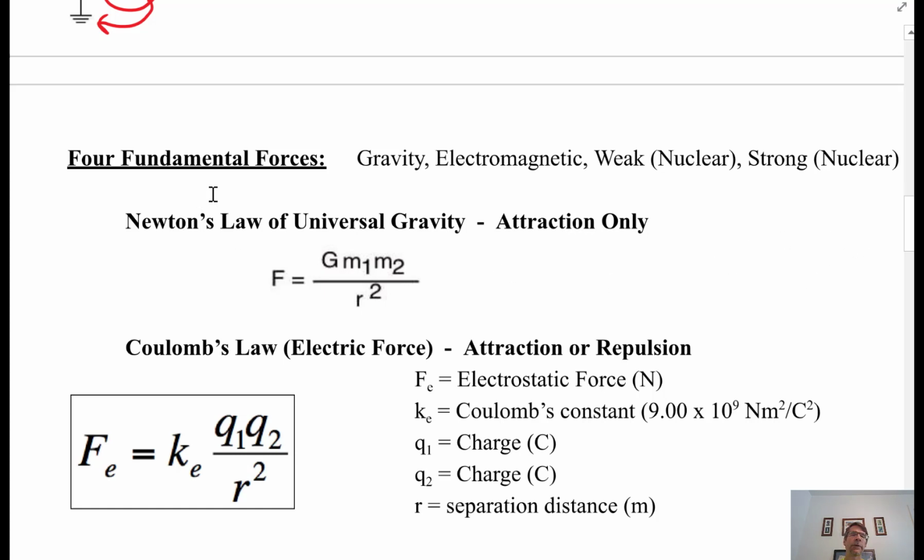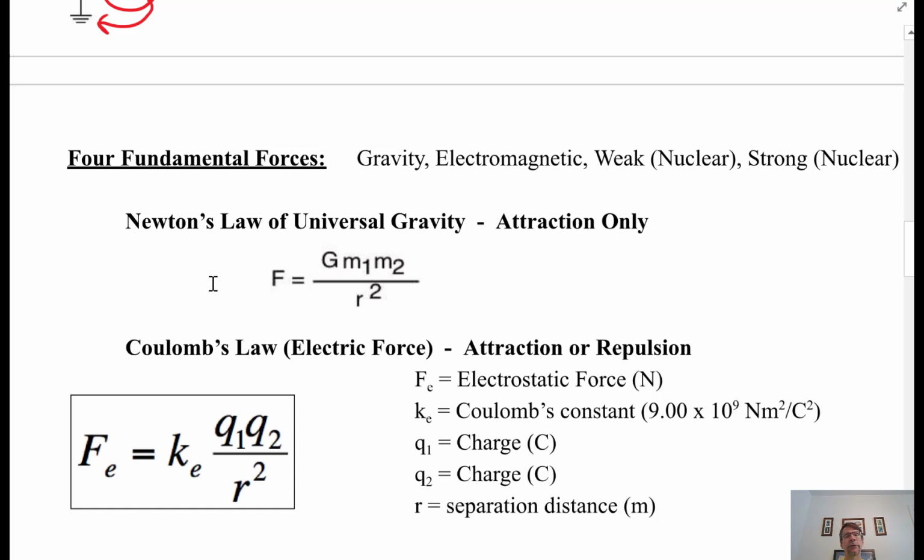All right, so now let's get down to some real nitty-gritty here. There are four fundamental forces in nature, which I alluded to earlier. There's gravity, the electromagnetic force, which is what we're basically dealing with here, electrostatics, and the weak and strong nuclear forces, which we're just going to mention.